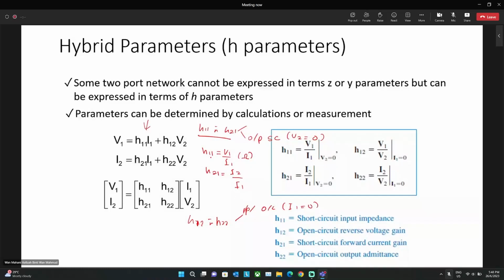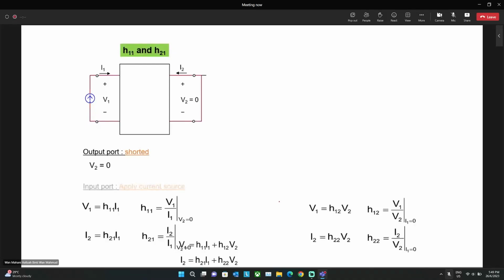Okay. Output port kita sambung kepada voltage source. Yang ni input port kita sambung current source. Okay. So kalau you perasan ni, untuk dua ni, kita guna kaedah macam Y parameter. And untuk this one, kita guna kaedah macam kita buat Z parameter. That's why lah nama dia pun hybrid. The combinations of. Okay.